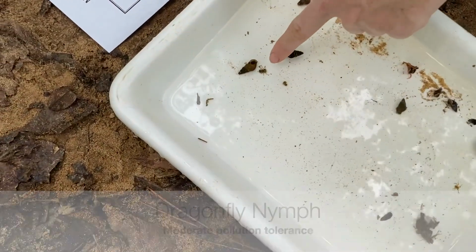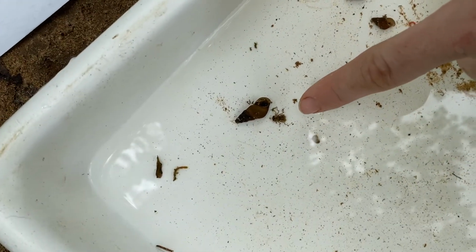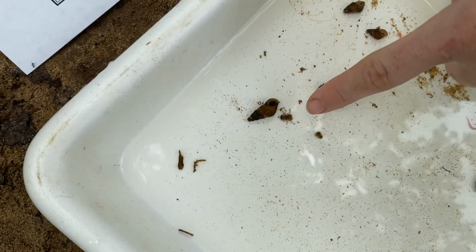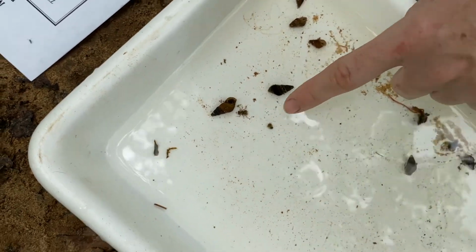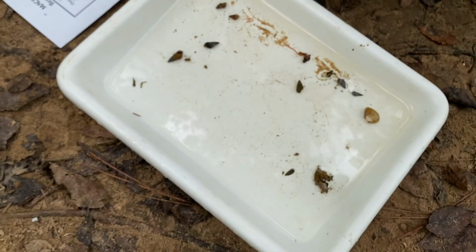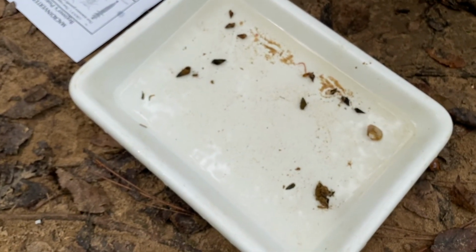We have a dragonfly nymph right here. You can distinguish them from the damselfly nymphs because they don't have filaments, like a tail, right there. They are also tolerant of an intermediate, wide range of water pollutant conditions.